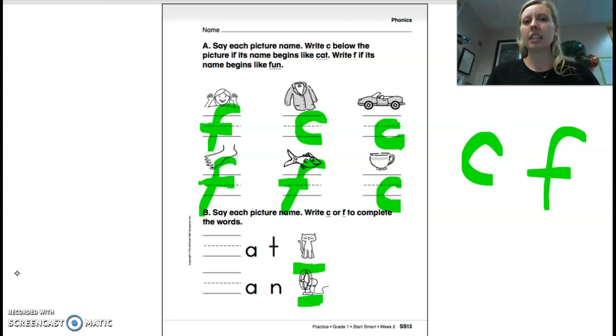Okay, so this, we're going to say the word and put the first sound we hear. Cat. Let's say it slowly. K. At. Oh, that's a K sound. Okay, this is a fan. Let's say it slowly. Fan. Oh, that's an F sound.